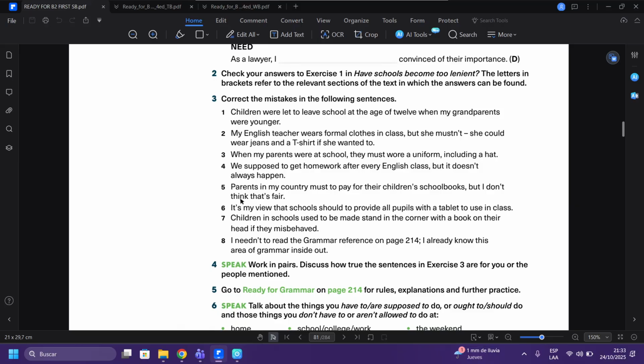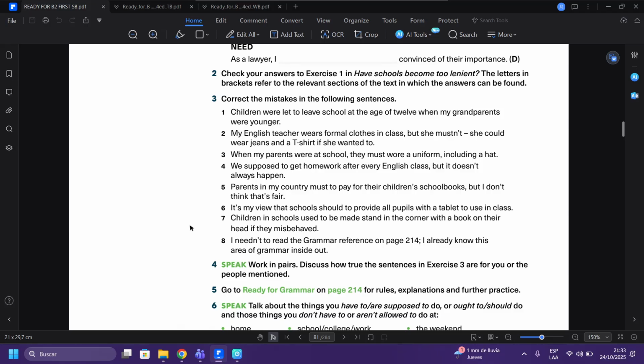What do you think is the mistake here? She could, she could, right? She could wear. Yes, she mustn't wear jeans and t-shirts. Yes, perfect. Number three. When my parents were at school, they must wear a uniform.